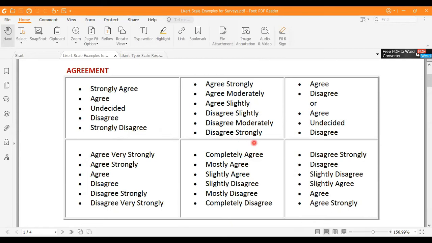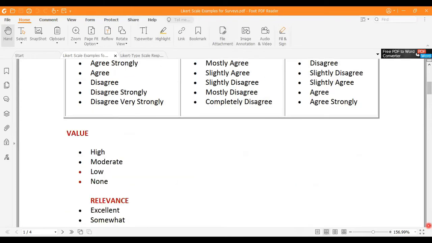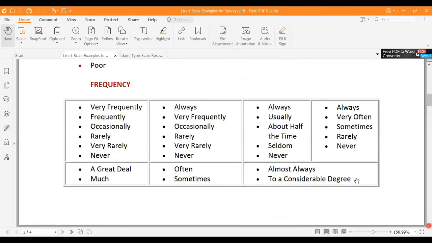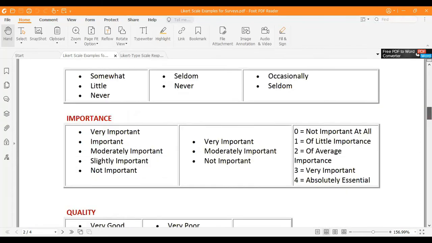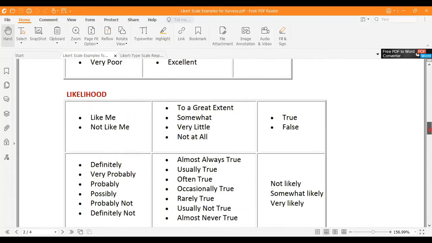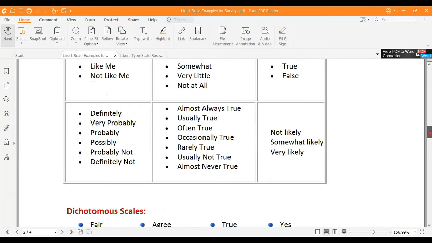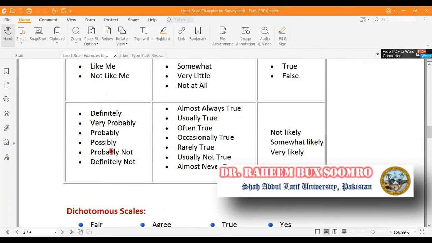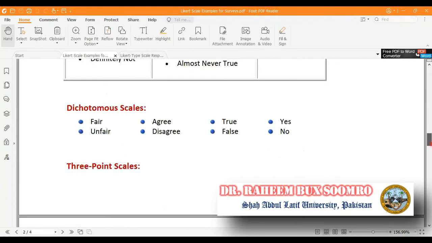Apart from agreement, some other scales are there, like value, high, low, relevance, and frequency. You can measure the frequency of any behavior: very frequently, occasionally, rarely, very rarely. Then importance, how much importance you attach to something: very important, moderately important, slightly important, not important. Then quality, such as service quality or the quality of a product like a mobile phone. Then likelihood, up to what level an event will occur: definitely, probably, probably not. And then documents are there.